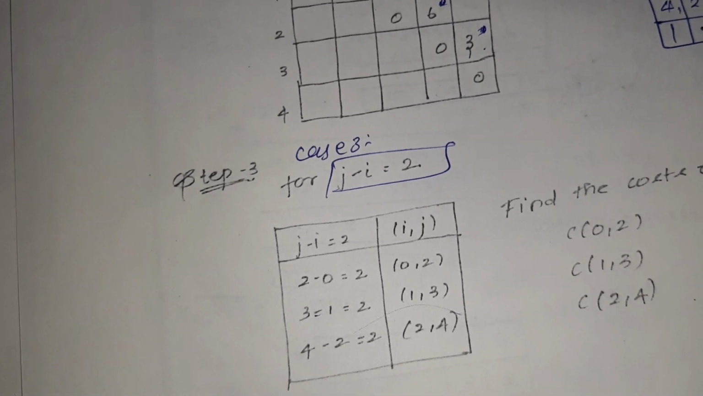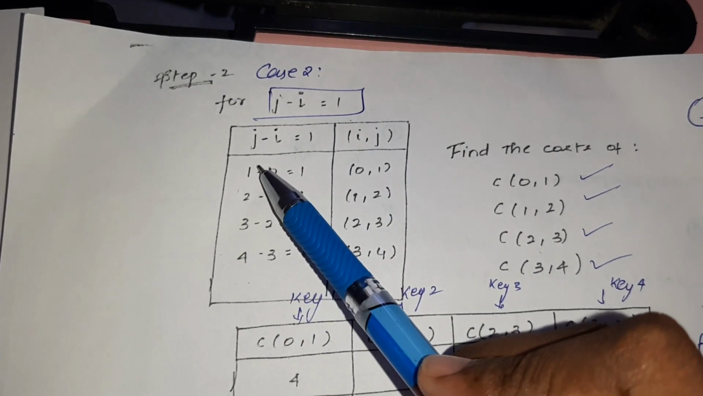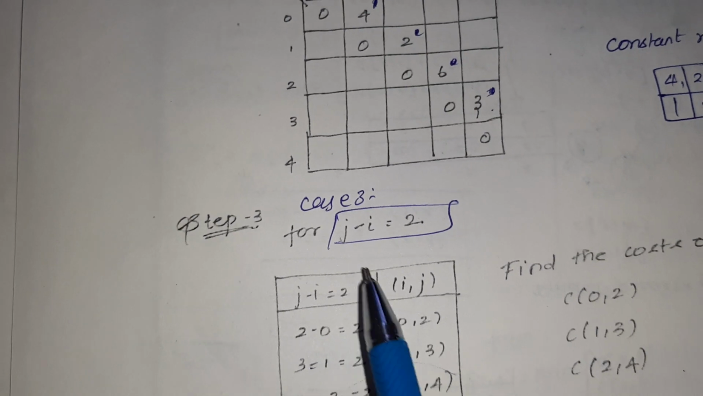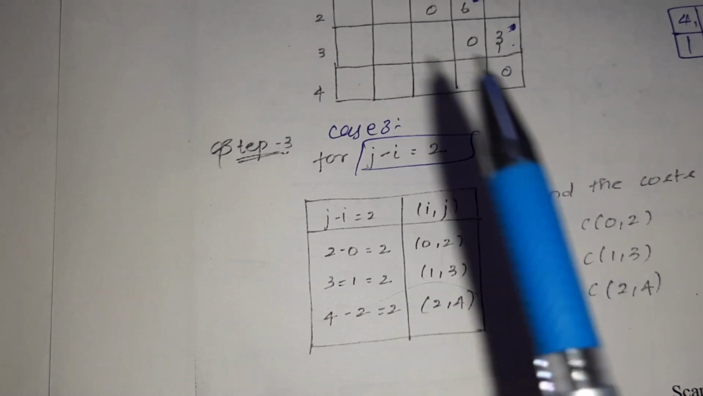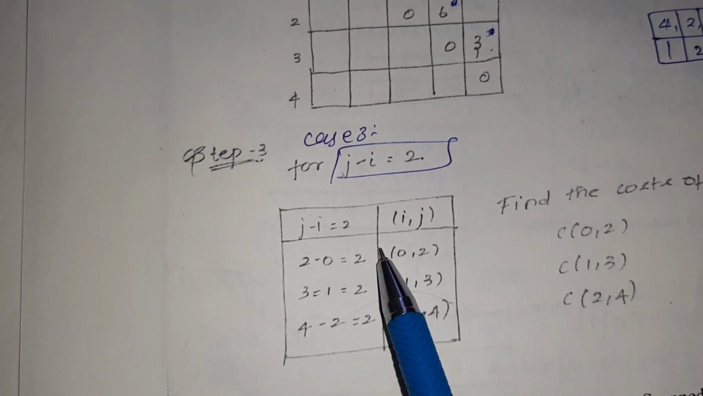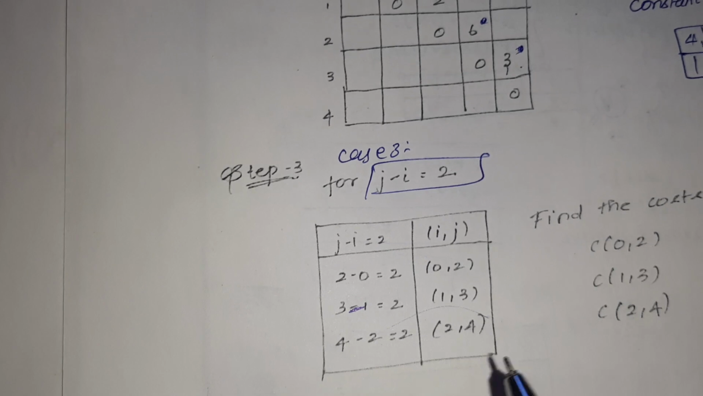The third case is j minus i equal to 2. As I already said for j equal to i minus 1, whichever number you want to solve, you should keep it in the j value first. So here we are getting number 2. It always starts from 0. So 2 minus 0 equal to 2, then 3 minus 1 equal to 1, then 4 minus 2 equal to 2. Like that we are getting.